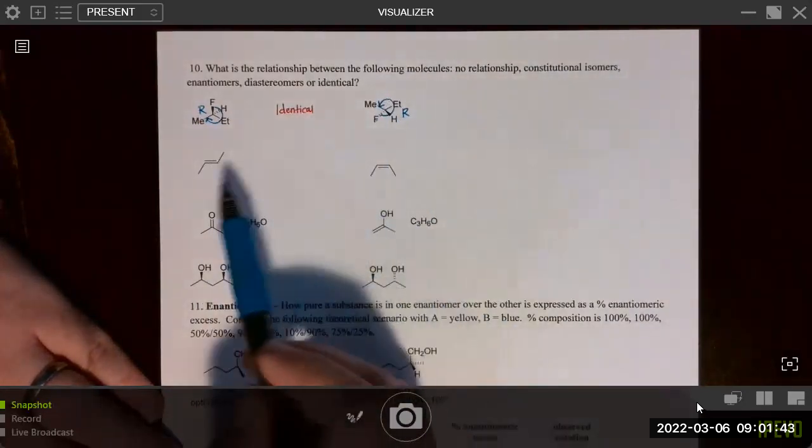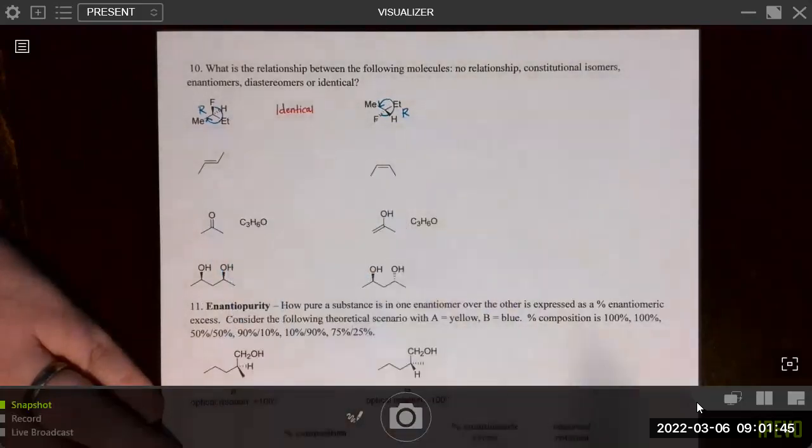So these are cis and trans. They have the same molecular formula, so they are a type of isomer. They have the same atom connectivity, so they are not constitutional isomers, but they differ in the spatial arrangement, so they are a type of stereoisomer. They are not related as mirror images, so therefore they are diastereomers.